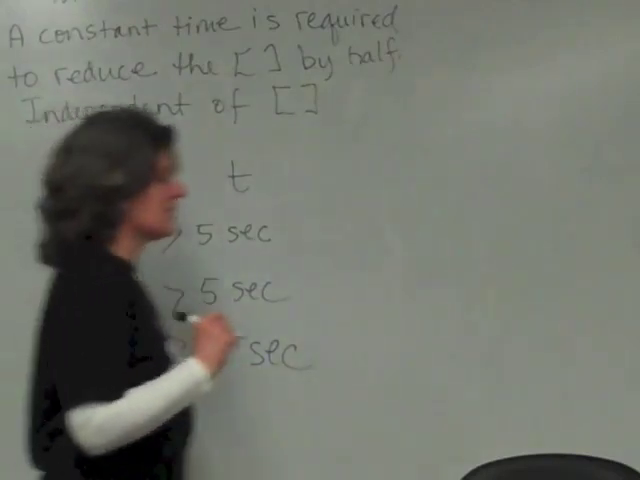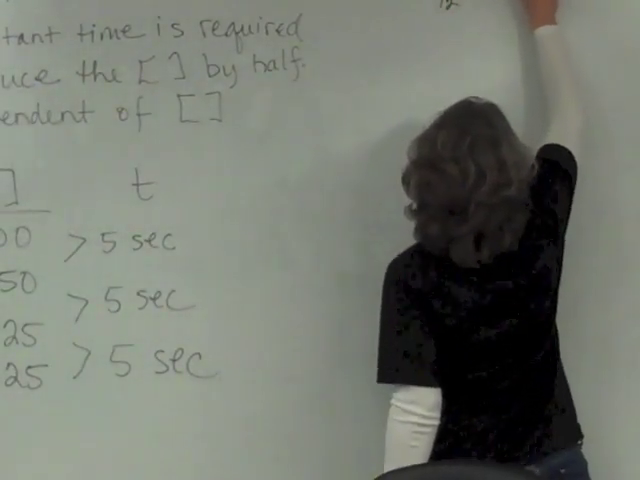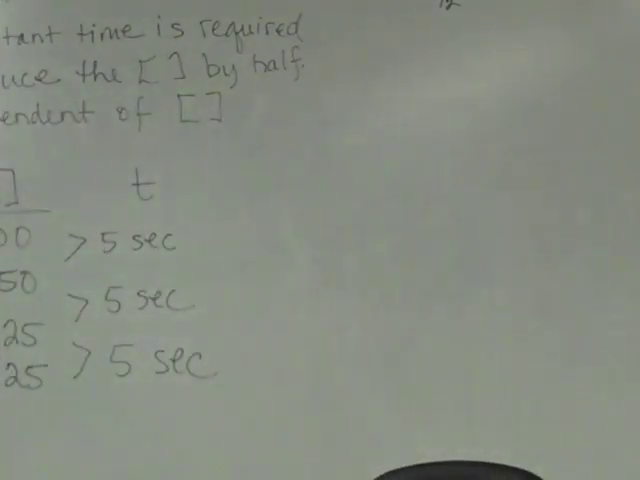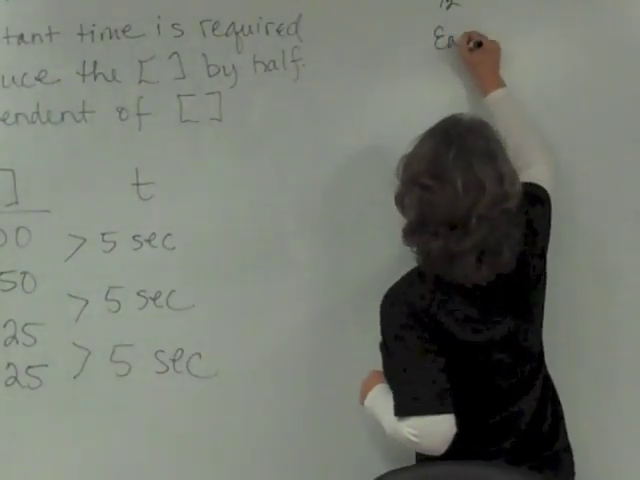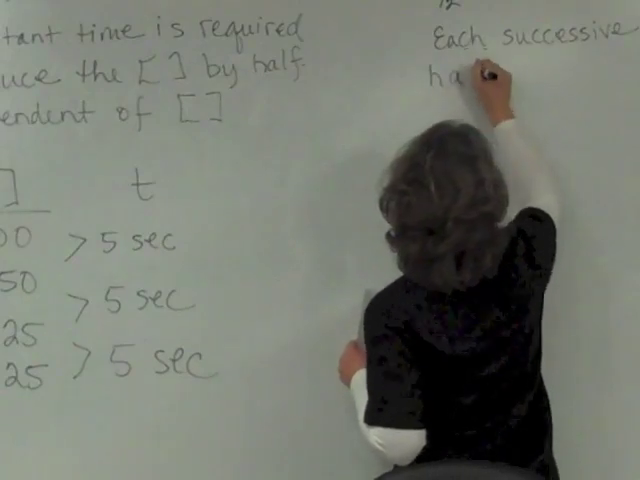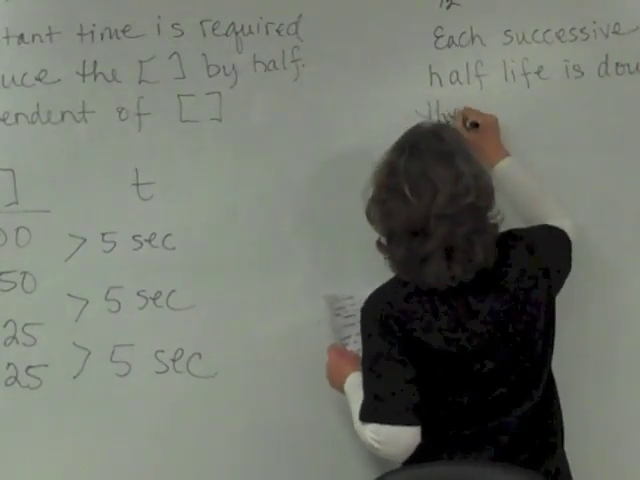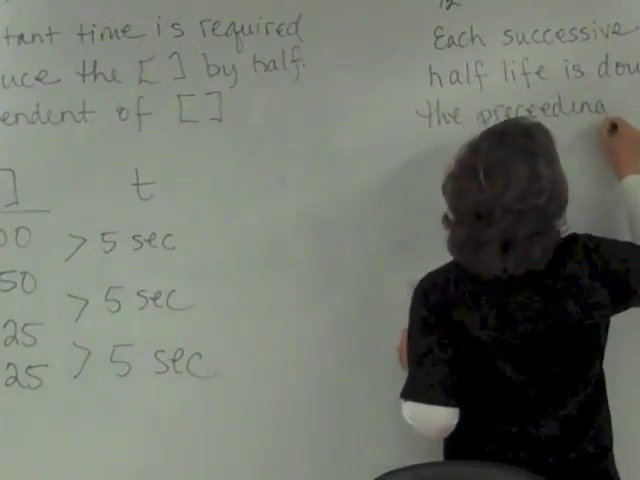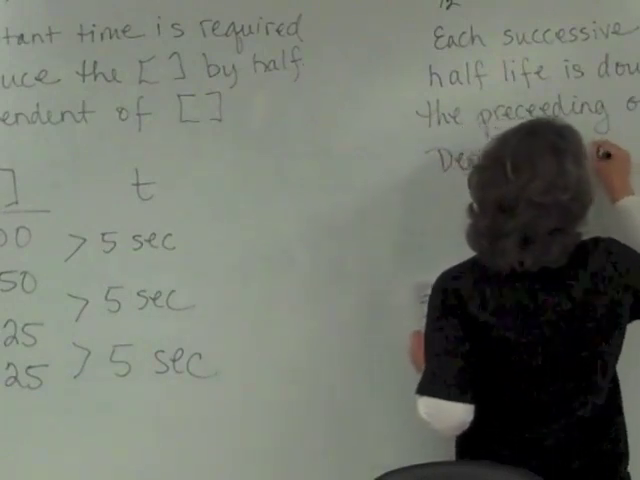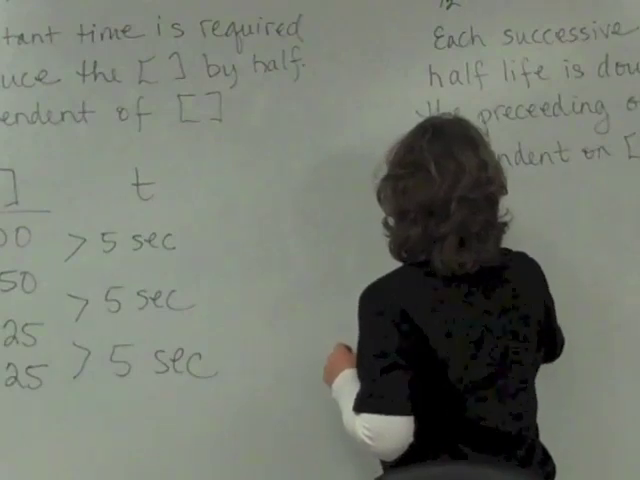Now, let's look at a second order reactant. So T1/2 of second order. By the way, T1/2 means half-life. Each successive half-life is double the preceding one. So the half-life is dependent on the concentration.